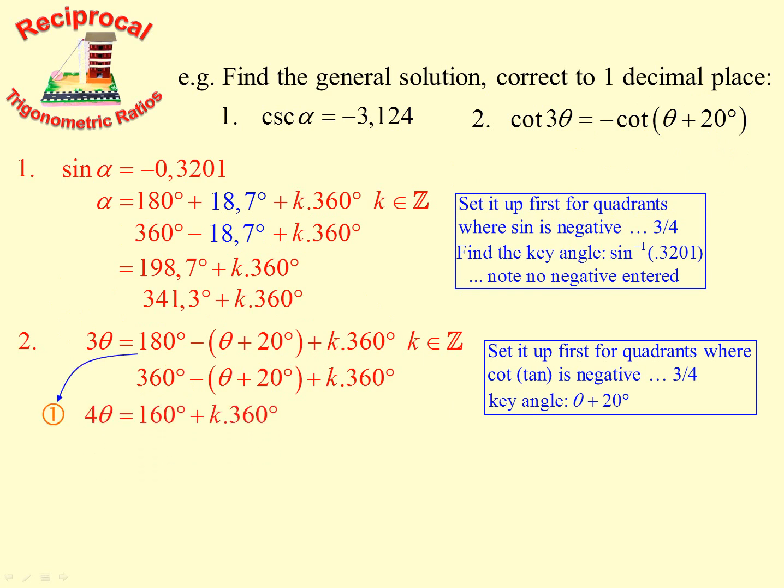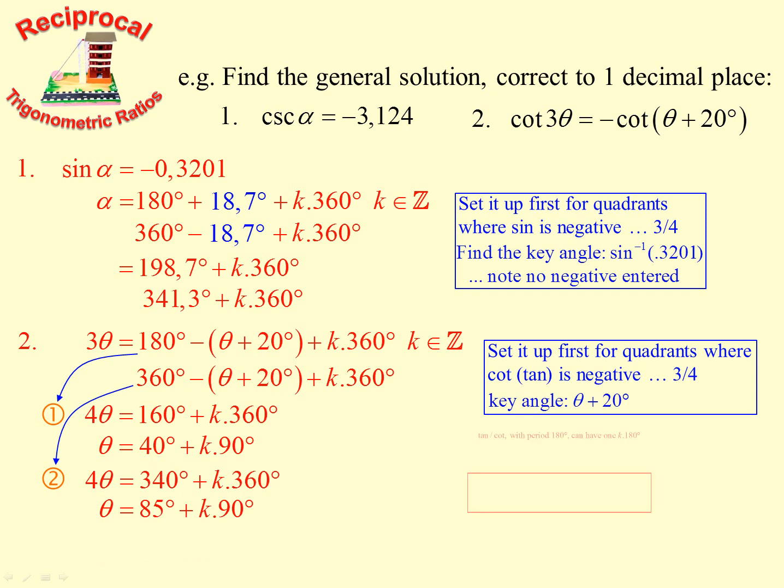This gives us two equations. The first one, move the negative theta across that side, 180 minus 20 degrees gives you 160 degrees. And we solve for theta. Notice that I've divided the k 360 by the 4 as well. Then we go to the second equation. Also negative theta going across gives you 4 theta, and 360 minus 20 gives you 340 degrees. Dividing by 4, there is our solution there.